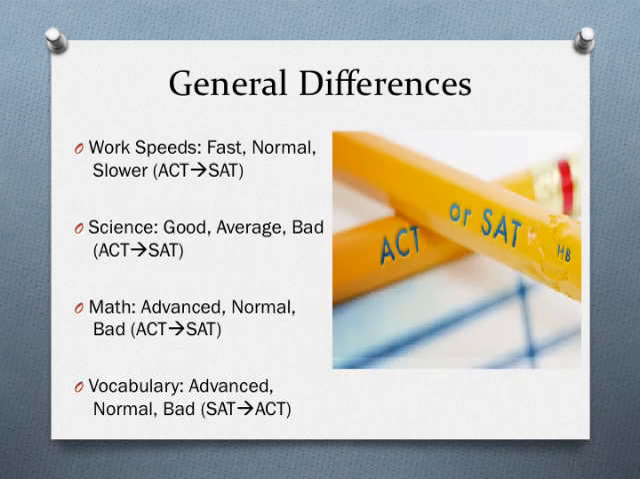The general differences on the SAT and the ACT are listed below. Work speed is the biggest difference between the two tests. If your student is a fast worker, the ACT is the better option. If your student needs more time to process questions, the SAT may be for them. There is no science portion on the SAT. If your student is very comfortable with science, they should probably take the ACT. There is more advanced math on the ACT than on the SAT. If your student is a poor math student, they may consider the SAT.